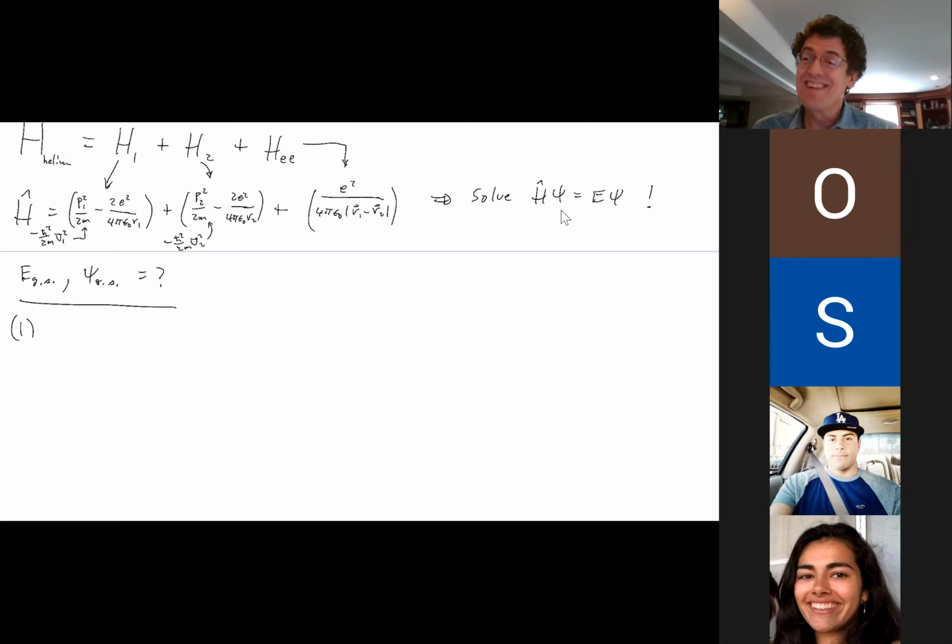Solve the Schrodinger equation. Yeah, but for what? This is the Hamiltonian. How can we solve the Schrodinger equation for that Hamiltonian? It's too hard. What can we do to make it easier?